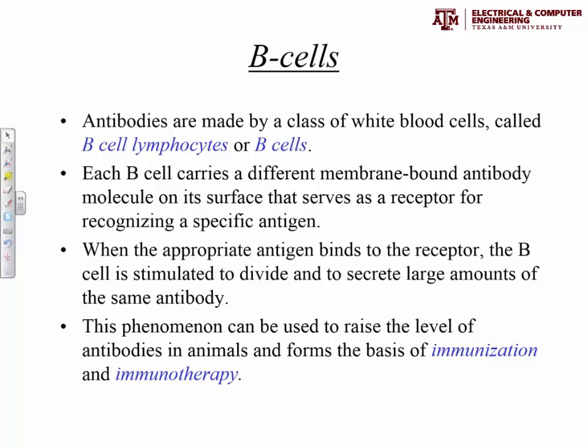Now, if you look at animal cells, antibodies are made by a class of white blood cells, which are called the B cell lymphocytes or the B cells. And each B cell will carry a different membrane-bound antibody molecule on its surface, which serves as a receptor for recognizing a specific antigen.